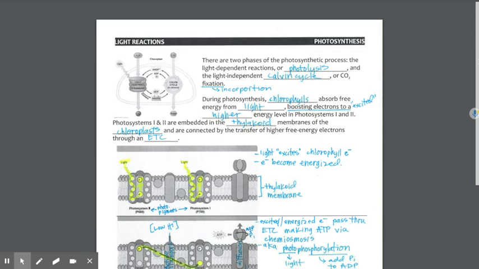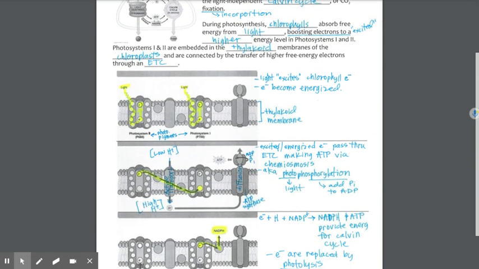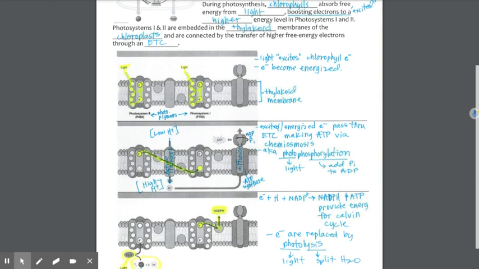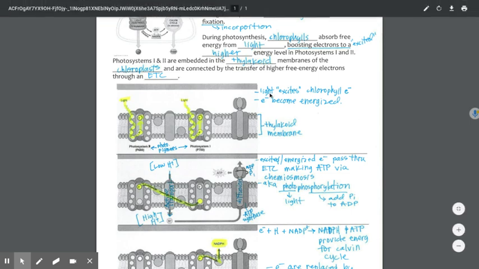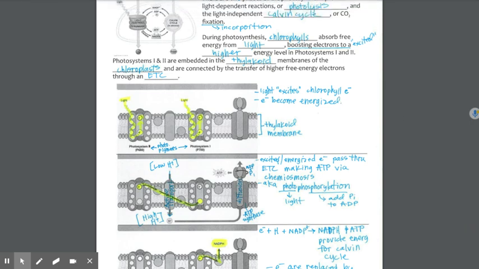So let's talk about what happens. There's basically three steps. So just to kind of orient ourselves here, we've got this area represents a portion of the thylakoid membrane. And so light is going to hit the chloroplast and cycle through, and in doing so, it excites these electrons into a higher energy state, which is here and here. And so these photosystems are just photosynthetic pigments. So light will excite the chlorophyll electrons, causing them to become energized.